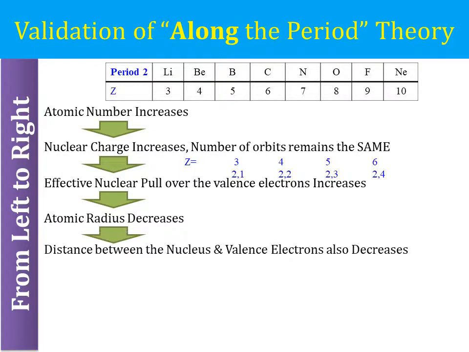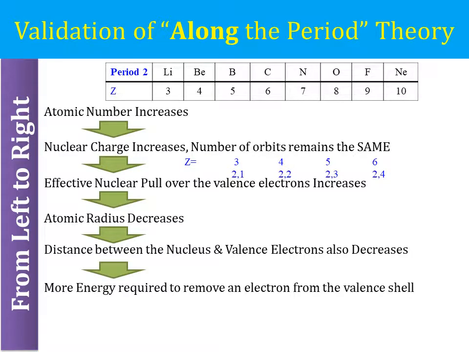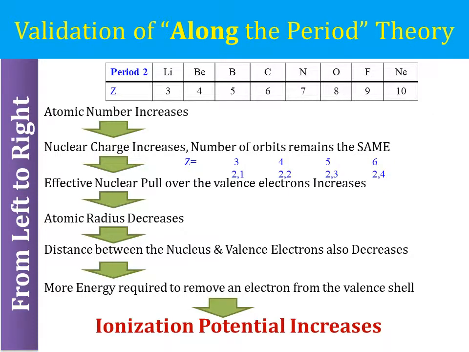And if atomic radius decreases, the distance between the nucleus and the valence electrons also decreases. And if this decreases, then more energy is required to remove an electron from the valence shell, and thus ionization energy increases. So along the period from left to right, ionization energy increases.